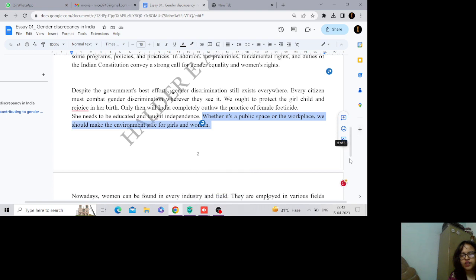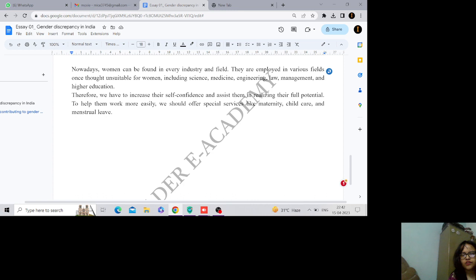Nowadays, women can be found in any field and industry. They are employed in various fields once thought unsuitable for women, including science, medicine, engineering, law and management. If there is gender equality and females get the rights they deserve, they can be employed in almost every field and industry. There was a time when these fields were thought unsuitable for women, but ultimately women are getting the rights that they should exercise.